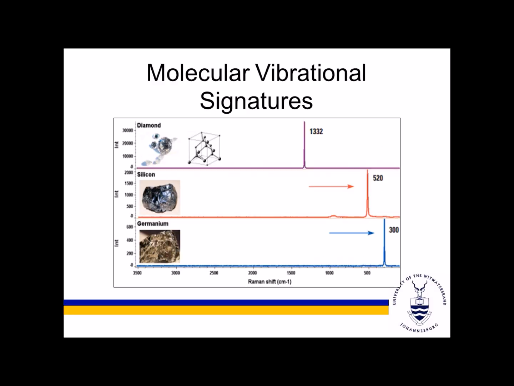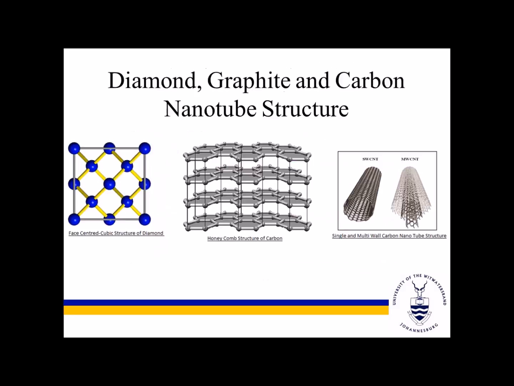Here we have an example of perfect Raman shifts. We have diamond, silicon, and germanium, just showing the bonding shifts picked up by Raman spectroscopy. The samples that we'll be looking at in our experiment include the face-centered cubic structure of diamond. It's sp3 hybridized, meaning that all the valence electrons are involved in bonding. That's why there's no conduction involved.